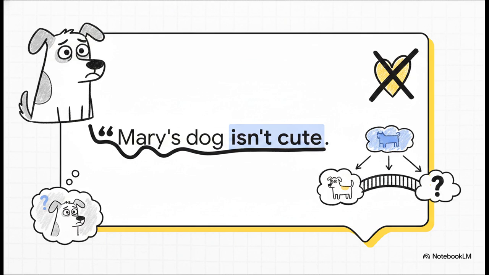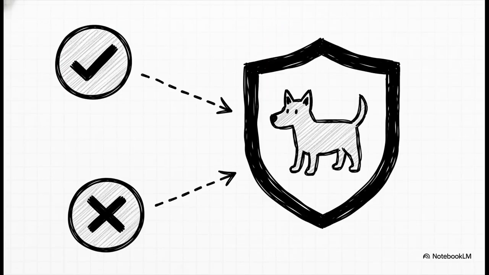Okay, now let's flip it. We're going to negate the statement. Now the speaker is saying the complete opposite about the dog's cuteness. But what do they still have to assume to even make this new statement? They still have to assume Mary has a dog. See? That background assumption holds steady. It doesn't change, even when you completely negate the main point of the sentence. And that is the test in action. It's how you can confidently say, yep, that's a presupposition.